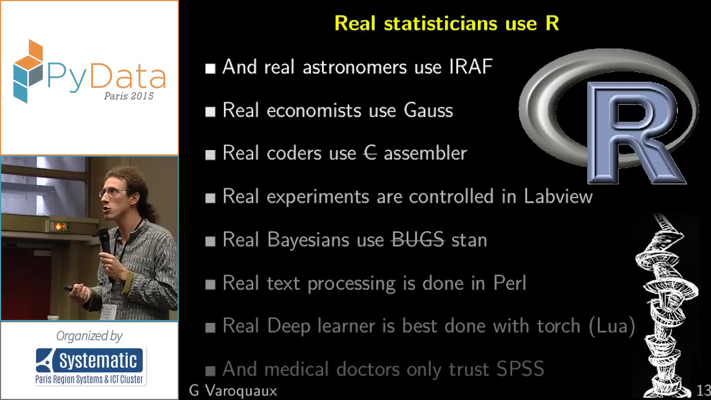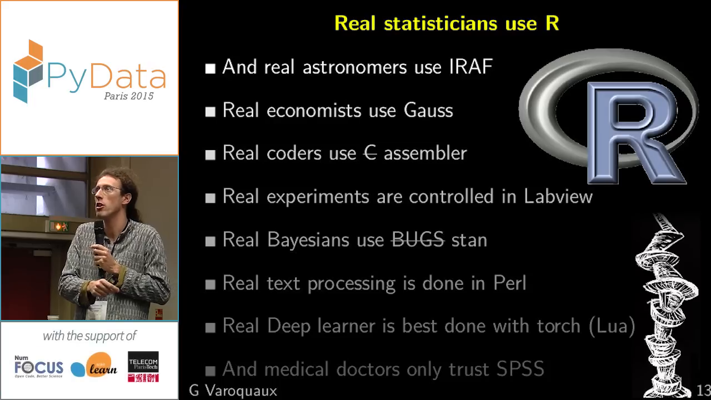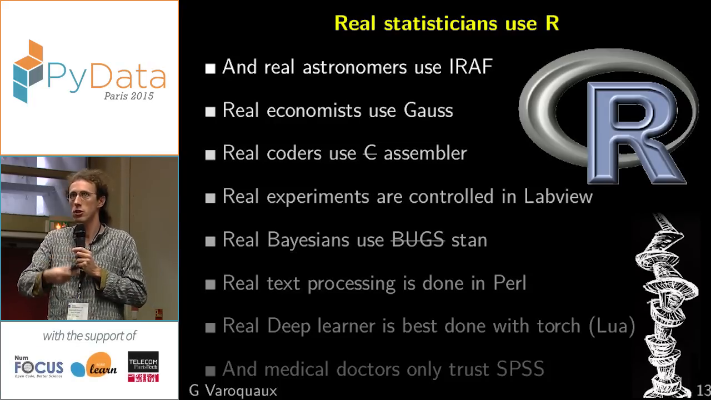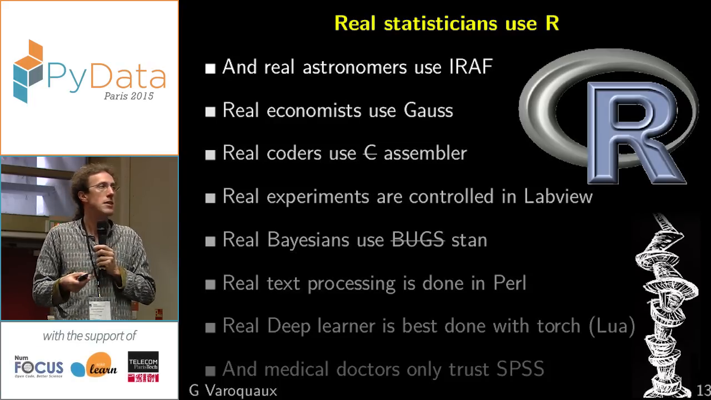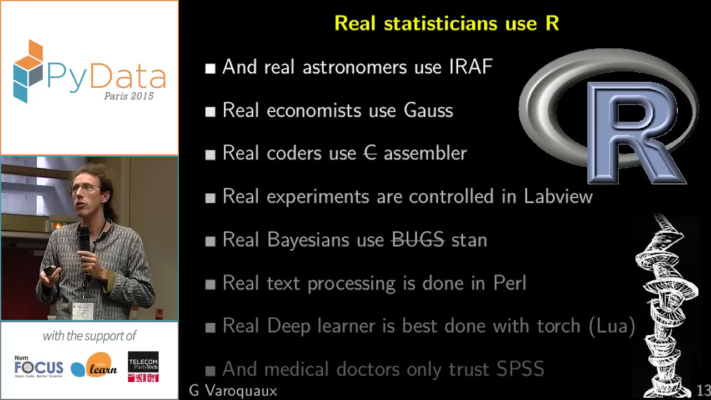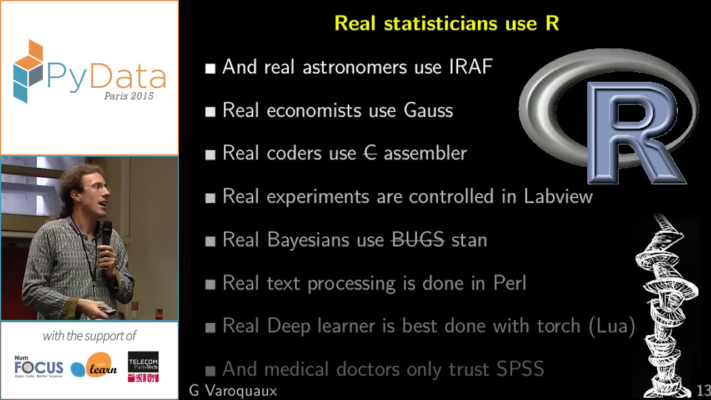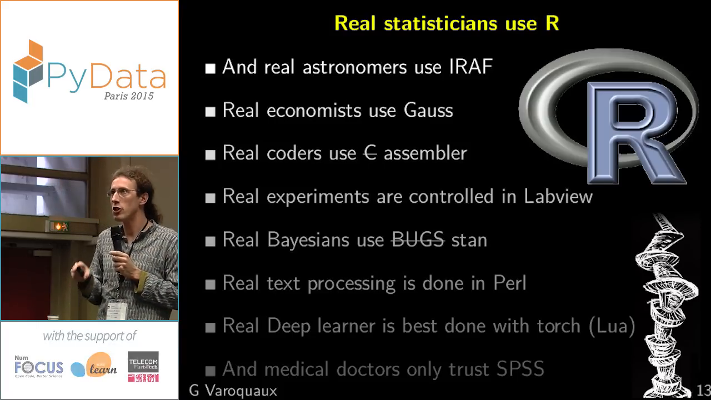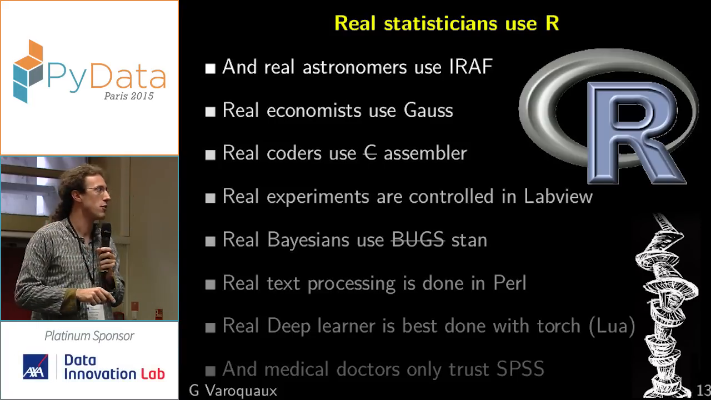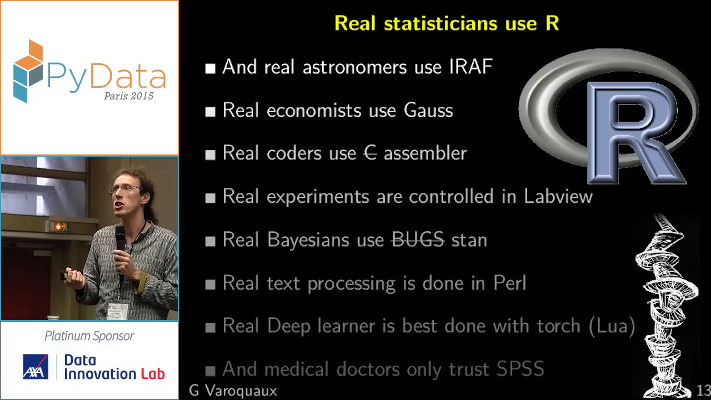Fine, but real astronomers use IRAF. You probably don't know what IRAF is because you're probably not astronomers. But if you're an astronomer, you use IRAF. If you're an economist, you're probably using GAUSS. If you're a real coder, you're using C, or maybe still using assembler. If you do physics, you're doing LabVIEW. I can tell you you're doing LabVIEW. Oh, if you're a statistician, but you're Bayesian, you may be using BUGS, or maybe Stan.